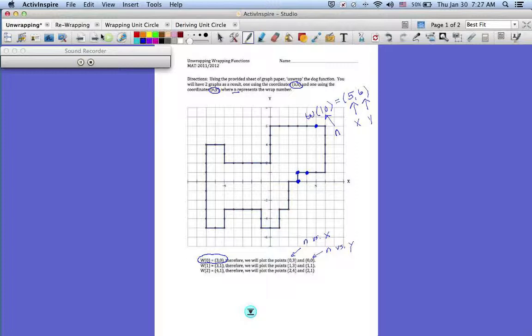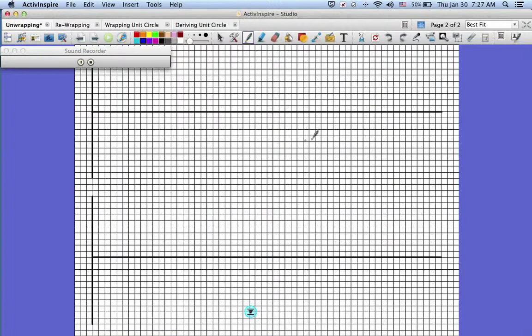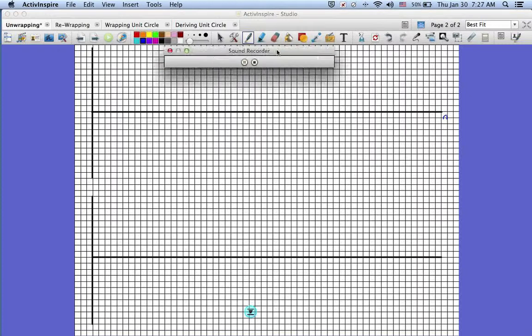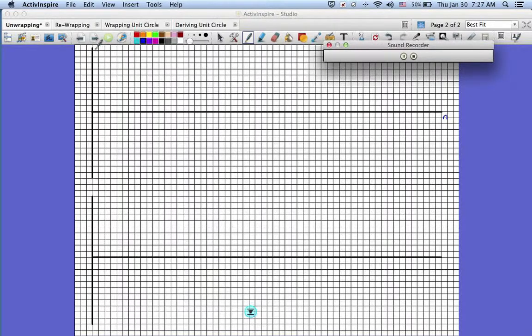Alright, so what I've done here on this next page is I have two separate graphs set up. This one will be my n versus x graph, and this one will be my n versus y graph. Alright, and this will be a little bit of back and forth here, it's kind of annoying, but let's go back and look at our coordinates.